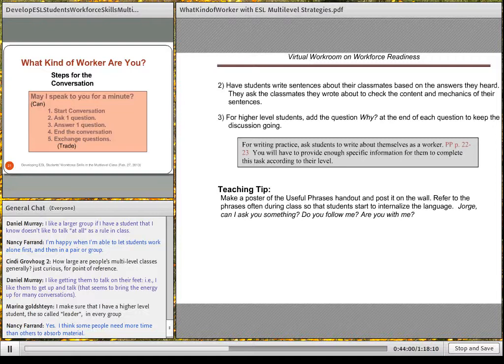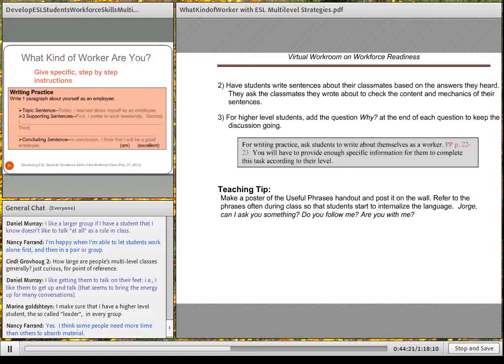So in my school, our student learning outcome, or SLO, this semester is to work on writing skills. So I decided to add this basic expansion for the class. The higher level students were able to follow with some direction. Let me move over to this slide. Okay. And I asked them to write about themselves as a worker.